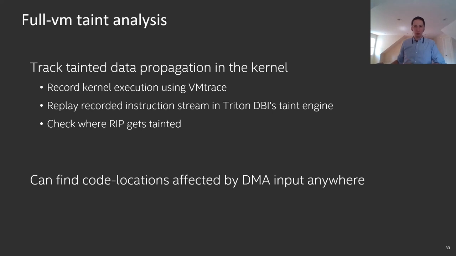This tool was created to perform full VM taint analysis. The idea is to track that data propagation that we know comes from DMA and track it as the kernel is executing. So we will be recording the execution of the kernel using VM trace, aka Intel processor trace, and then replay that instruction stream using a taint engine that the Triton DBI system provides. And then when the taint engine is processing those instructions, it's able to track how it affects the execution of the system. And we can just take a look at the instruction pointers that get tainted. All of the instruction pointers that get tainted mean that those are the locations where the kernel's execution itself relies on data that is influenced by a malicious device. And those are the locations that we would like to look at to determine whether it needs to be fuzzed or not.